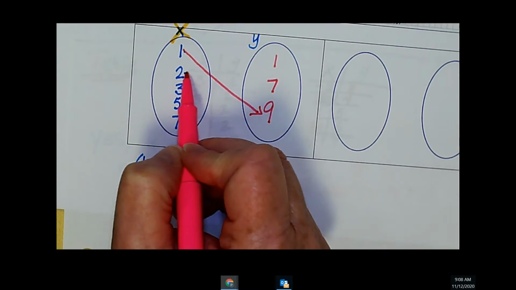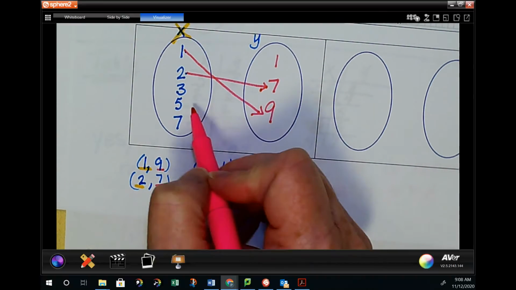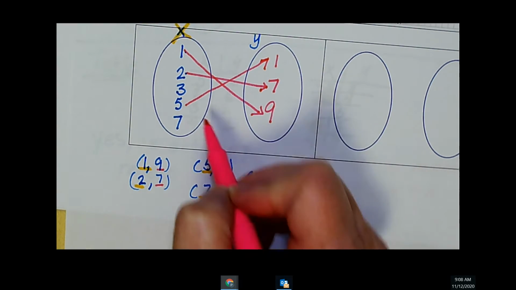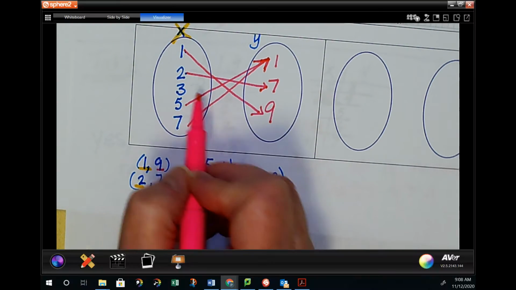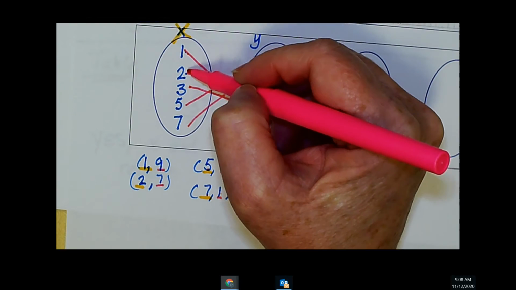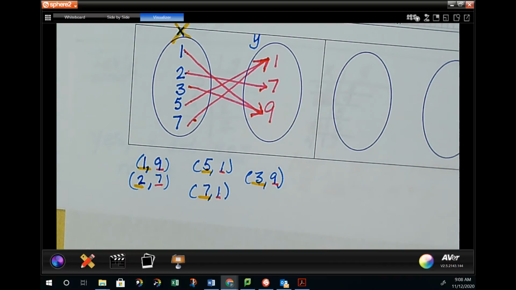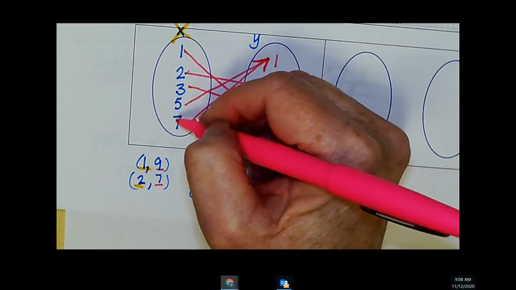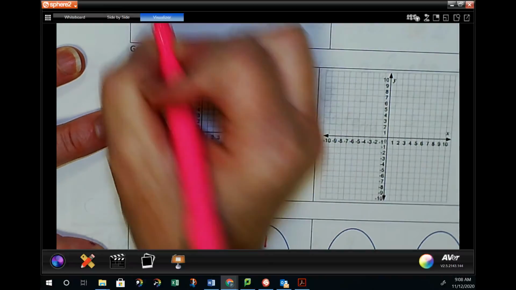2 goes to 7. So 2 maps to 7. Then I have 5 goes to 1. And then I have 7 goes to 1. And then I have 3 goes to 9. So if I look at all of these, none of those repeat. So yes, that is a function, because none of my x values repeated. So yes, this is a function.